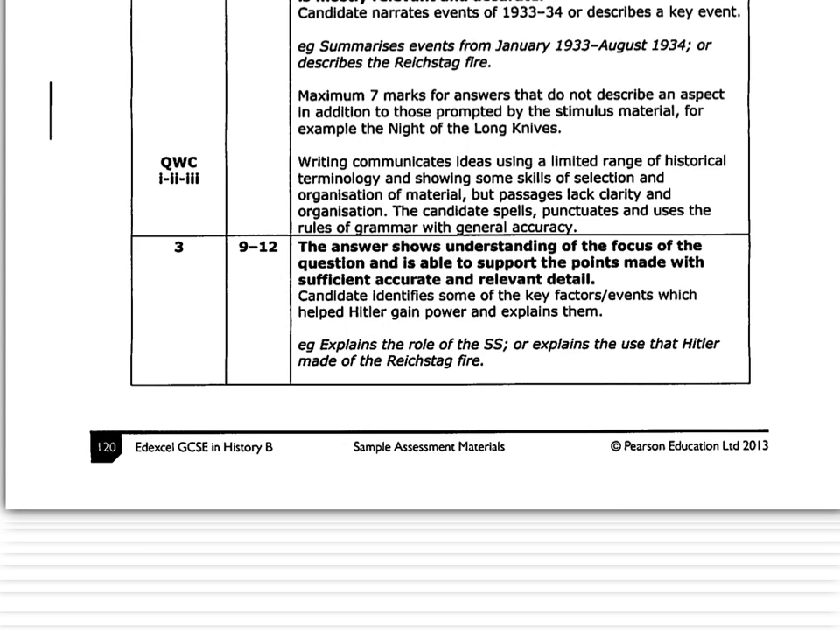Level 3, 9 to 12 marks, shows an understanding of the focus. So we are writing point, evidence, analysis. Candidate identifies some of the key factors which explain why Hitler gains power and explains them. PEA, up to 12 marks. Select the appropriate information, describe what happens, answer the question. And this explains how it gave him power.